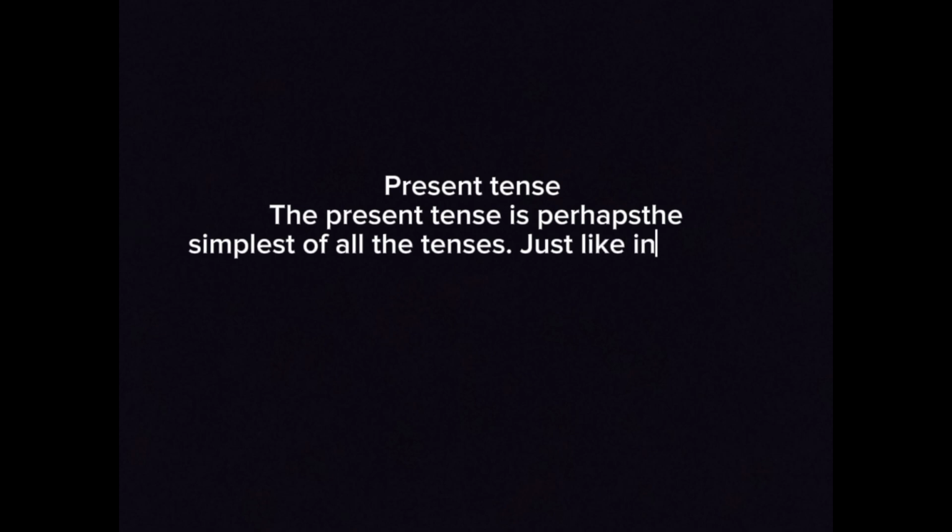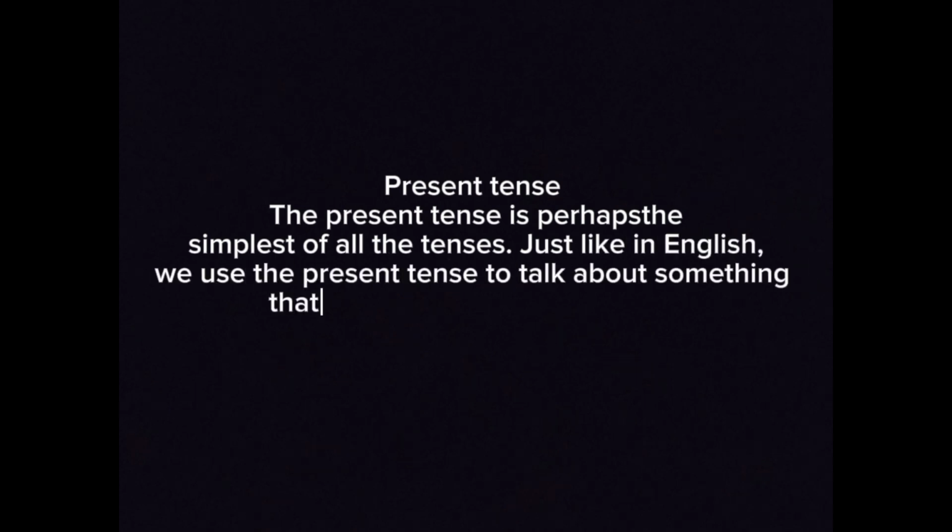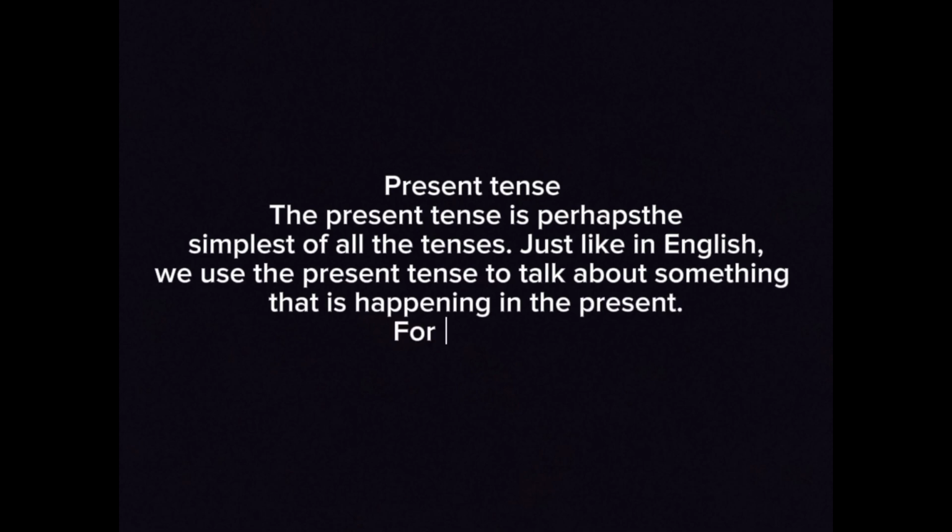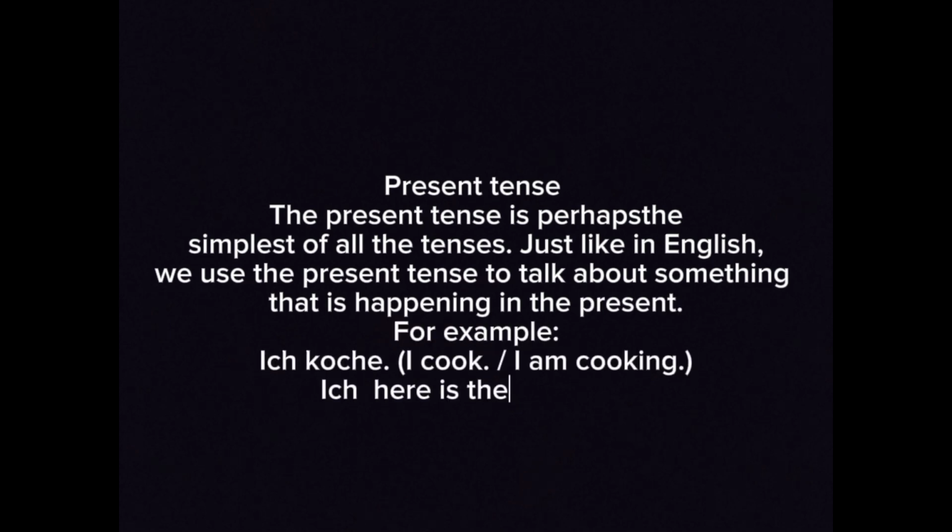Present tense. The present tense is perhaps the simplest of all the tenses. Just like in English, we use the present tense to talk about something that is happening in the present. For example, ich koche, I cook. Ich here is the pronoun, which means I. Koche means cook, which is the verb.